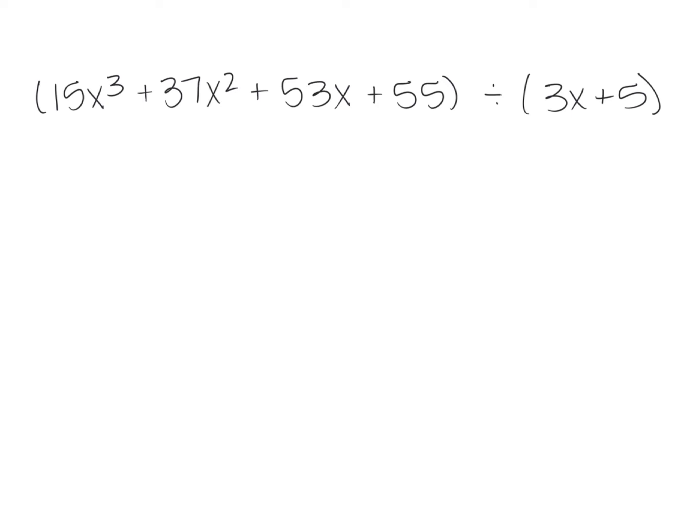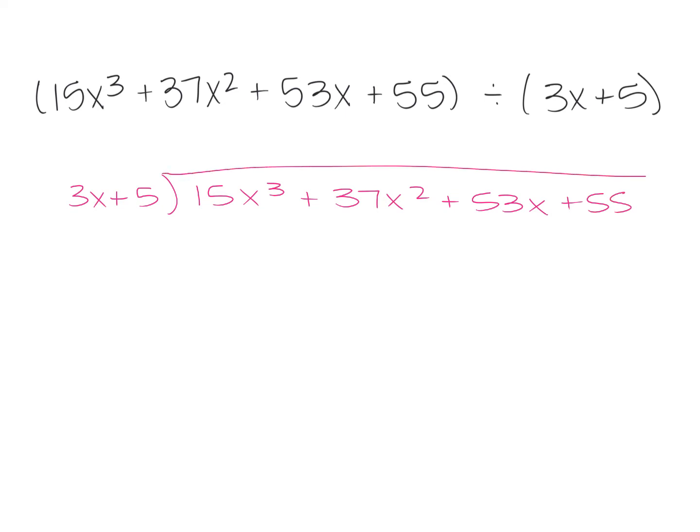So this is going to give you 3x plus 5 on the outside, 15x cubed plus 37x squared plus 53x plus 55. So this one's a little different than the ones that we've done so far because you have a term in front of that x on the outside. That term in front of x is 3. So you have to ask yourself, 3x times what is 15x cubed? So you're doing the same steps, you just now have the coefficient of x on the outside.